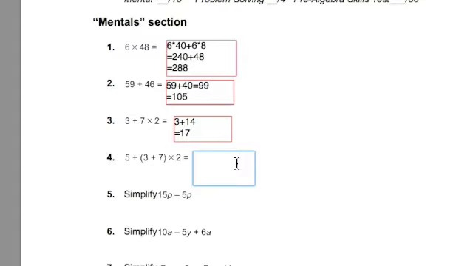Alright, now we have to do the brackets first. Now, according to our rule of order, we do brackets, then we do indices, then we do multiplication, division, then we do addition and subtraction. So we do the brackets first, so it's 5 plus the 3 plus the 7 is 10 times the 2. Now, next we do the multiplication. So I do 5 plus 20. And lastly, we do the addition. So we end up with 25.